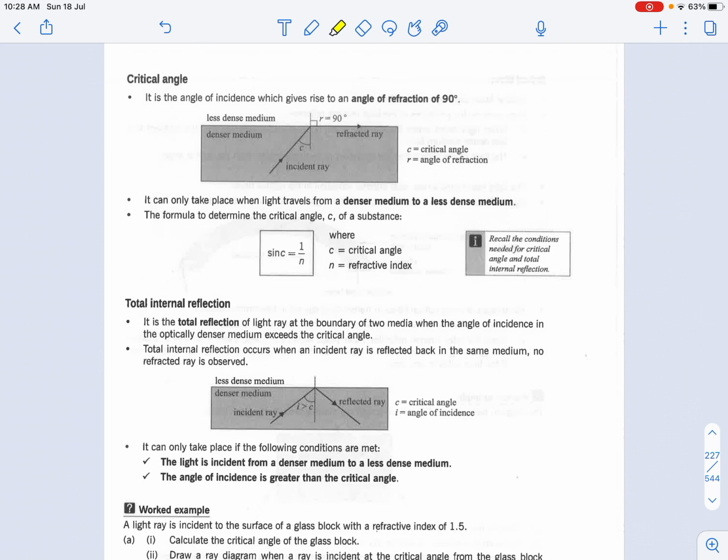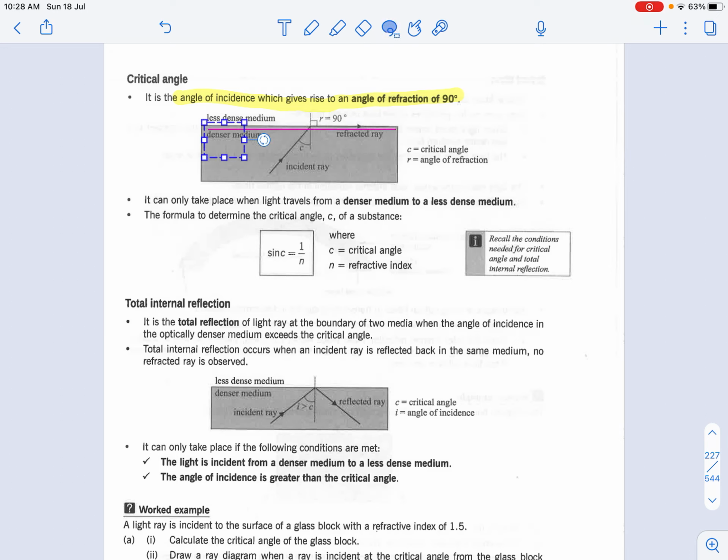Now, another thing is called critical angle. So critical angle is the angle of incidence which gives rise to an angle of refraction of 90 degrees. And this critical angle can eventually lead to something called total internal reflection. But before that, let's talk more about critical angle. So you can shoot a ray inside, and you don't expect a bending. Instead, it tends to actually hit alongside the plane mirror boundary.